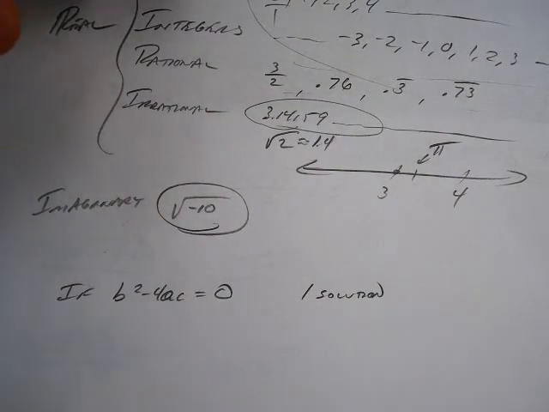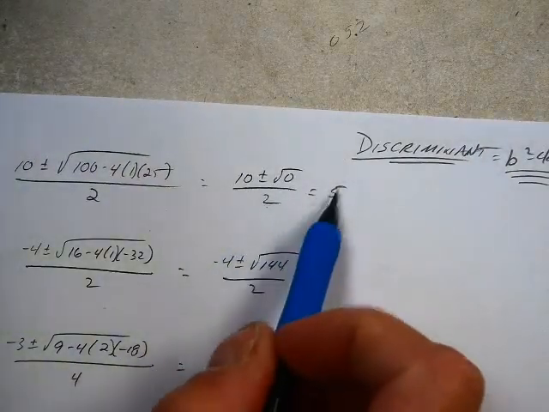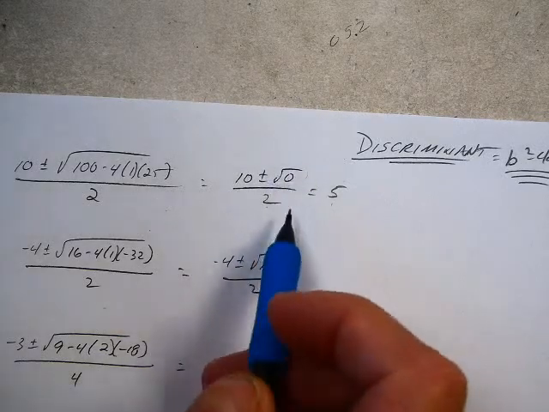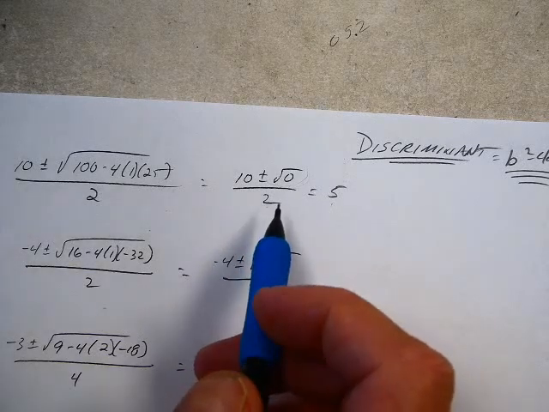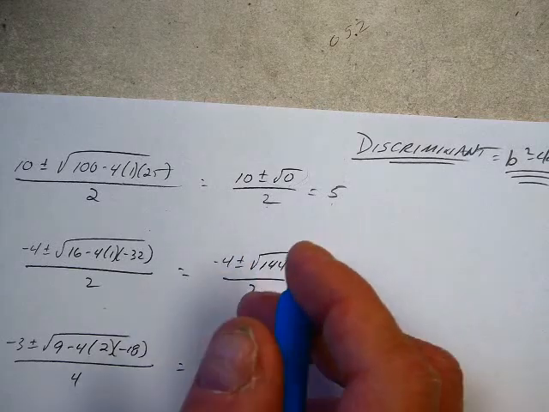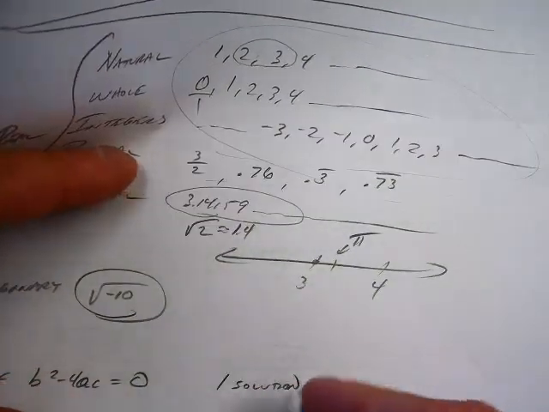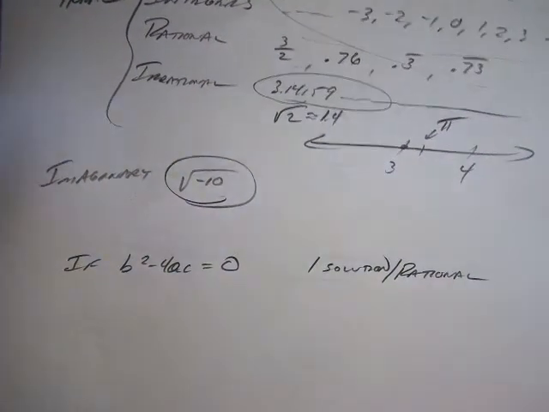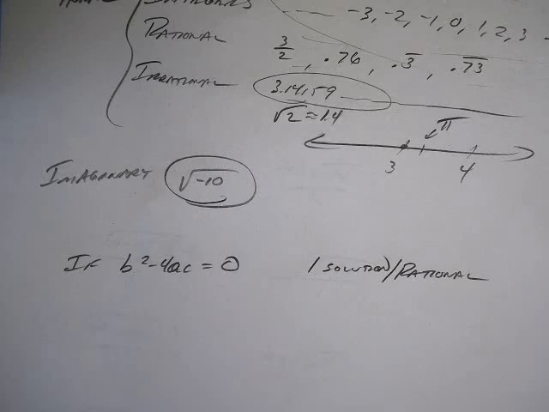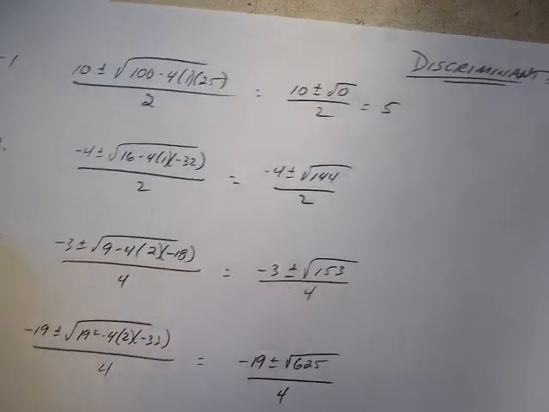Okay, so here's what we're going to do. We're going to start a list over here. We're going to say if b squared minus 4ac equals 0. And we're going to make a list of what this tells us. If b squared minus 4ac equals 0, we're only going to get one solution. And what type of solution is that going to be? Well, if we look back here, in this case we have 10 over 2, which is just 5. There's no radical. So what type of numbers are my solutions going to be? They're going to be real. And not only that, they're going to be real, but they're also going to be rational. So we're going to get one solution, and it's going to be rational.